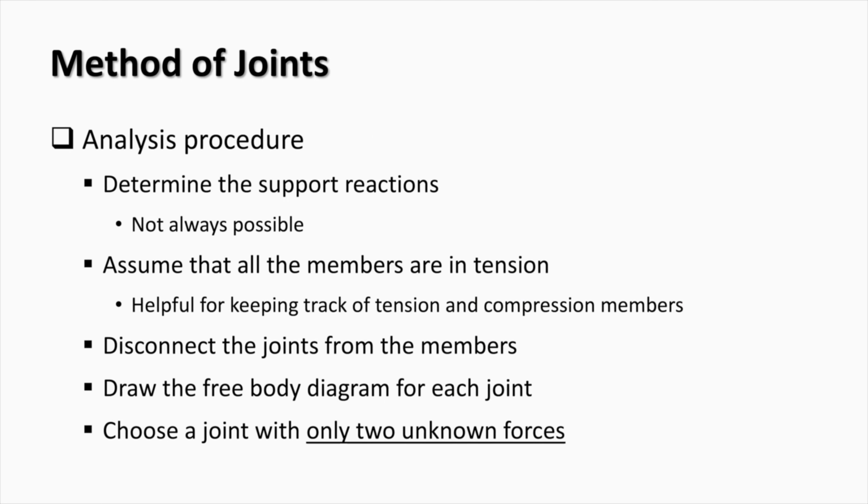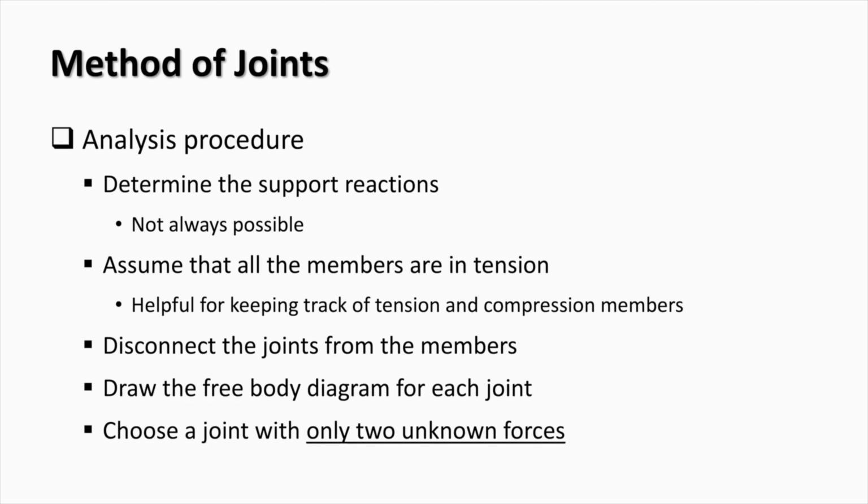The analysis procedure of the method of joints should start with generating a free body diagram of the truss and determining the support reactions from the three equilibrium conditions of the entire truss. The latter results in two translational and one rotational equilibrium equation. Next, all truss members are assumed to be in tension, which is helpful for keeping track of tension and compression. The joints are disconnected from the bars and the bars are discarded. Free body diagrams of each joint are drawn, where the external and the internal forces are applied at the joints.